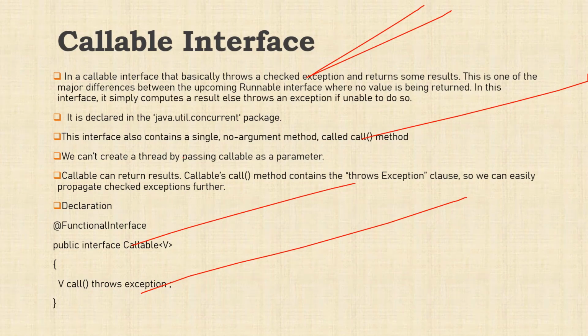We can't create a thread by passing Callable as a parameter. In the previous way, if you want to create a custom thread, we can create it with the help of the Runnable interface, and pass that object as a parameter to the Thread and call ts.start, so your thread will be started. But if you want to do the same with the Callable interface, it is not possible. So we can't create a thread by passing Callable as a parameter.